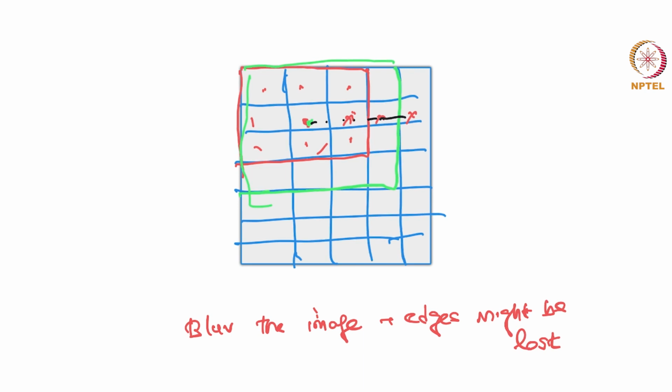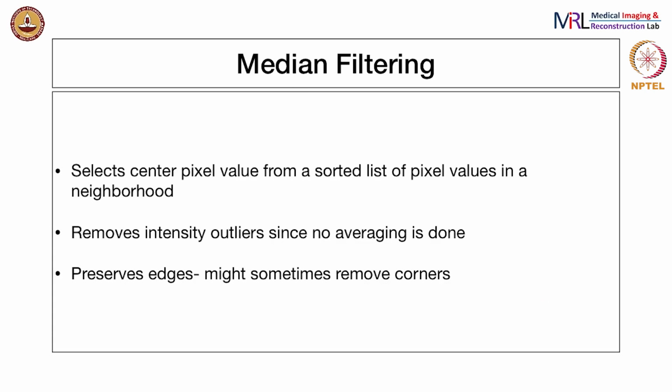If you look at this red box, it has 9 pixels inside it. If there is an edge running through it, it will preserve the edge; there will be some lowering of the intensity, but overall it's going to be there. So before we go on, the next filter, which is not a linear filter, the previous one was a linear filter, this is a non-linear filter, called median filtering.